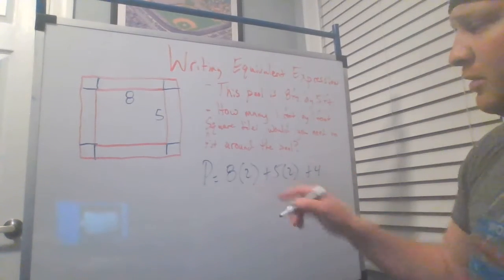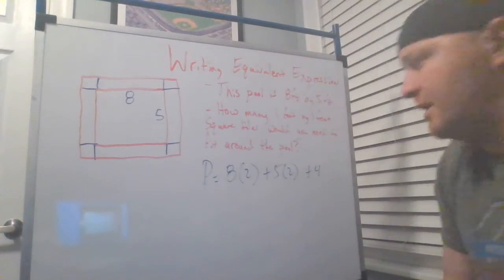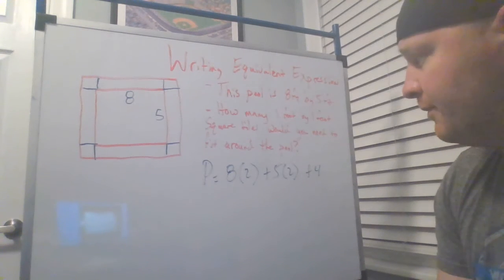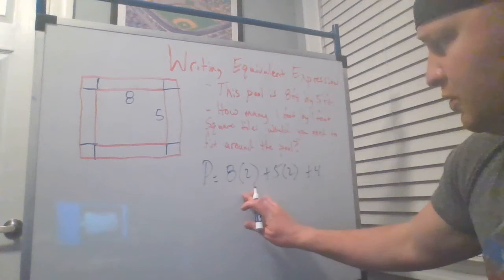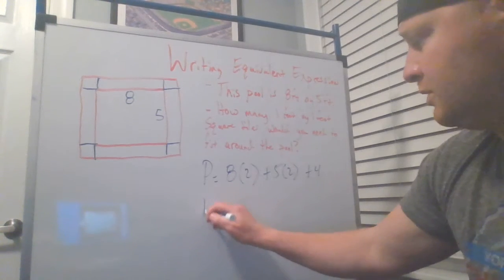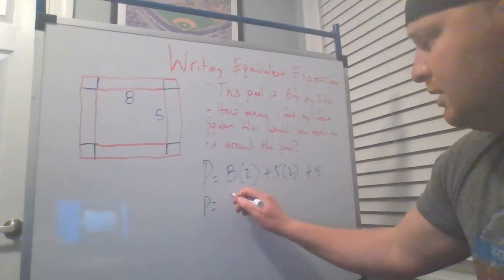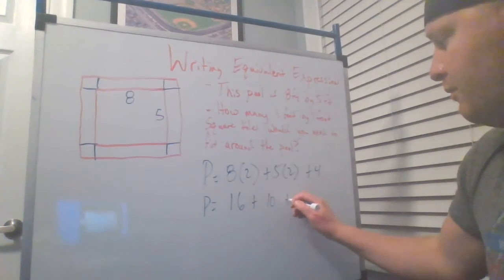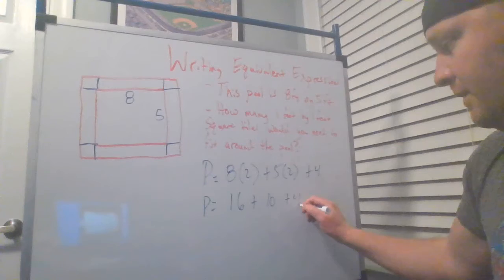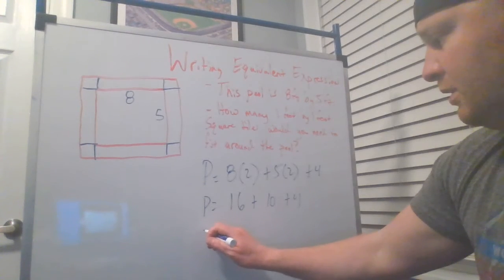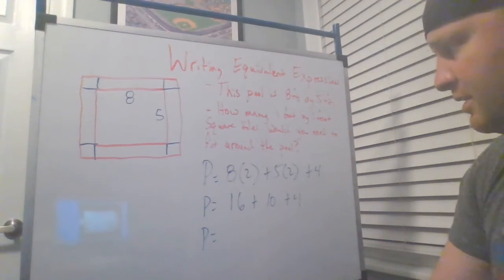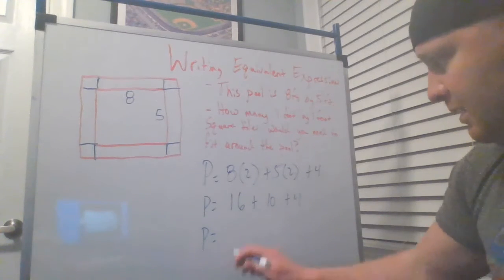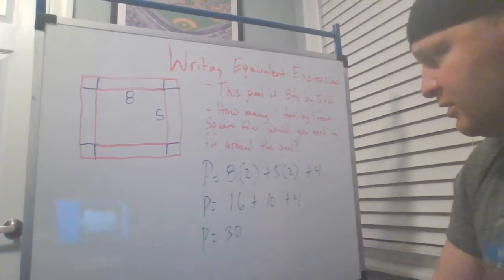I'm doing this so you guys can see I'm writing a lot of different expressions. There's one expression, another expression, 16 plus 10 plus 4, and I've got another one, my last expression, which is really easy. This is all equivalent at the end of the day. When it's all numbers, just add them all together, and I get a total of 30.